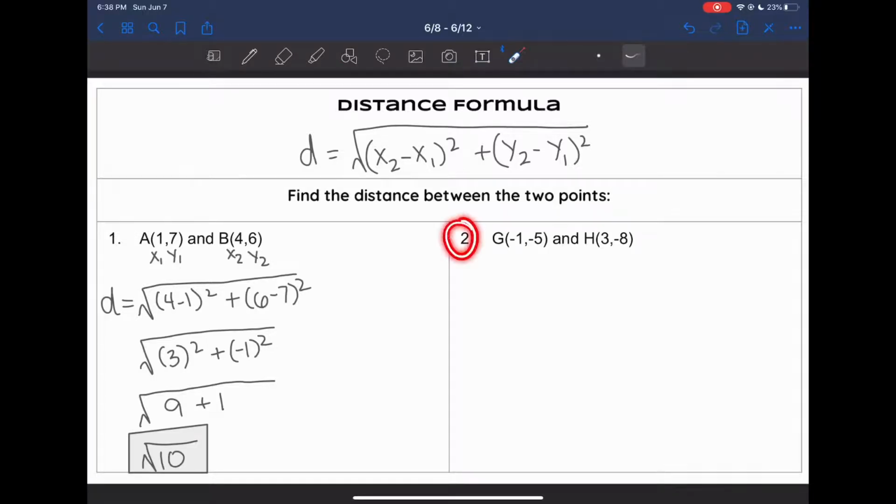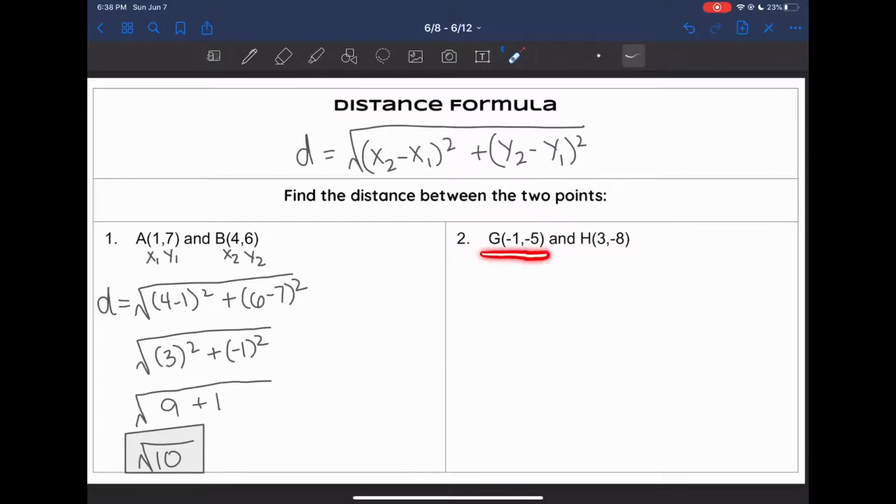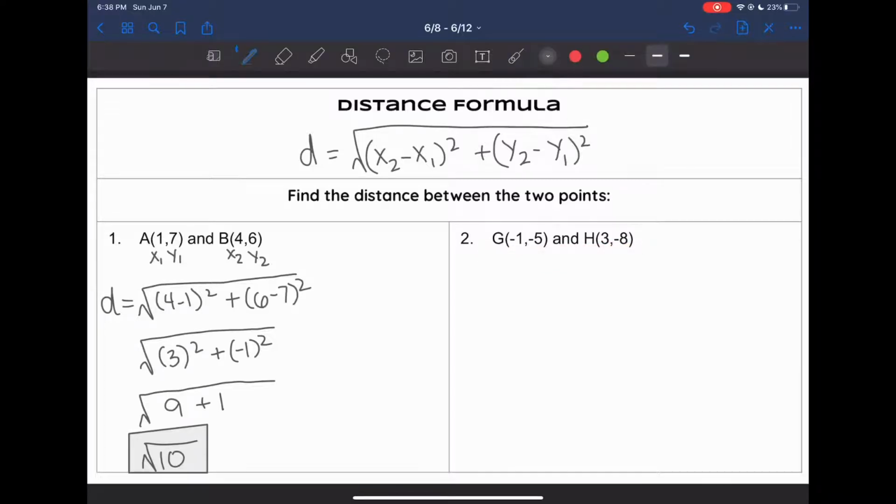We'll do the same thing with number 2, find the distance between the 2 points, G, which is (-1, -5), and H, which is (3, -8). Now, just like with slope, we can swap these around, so we can call this one x2, y2, and then this one x1, y1. The difference with the distance formula is we actually want our ordered pairs to be split up, but stay in the same position. I'll show you what that means.